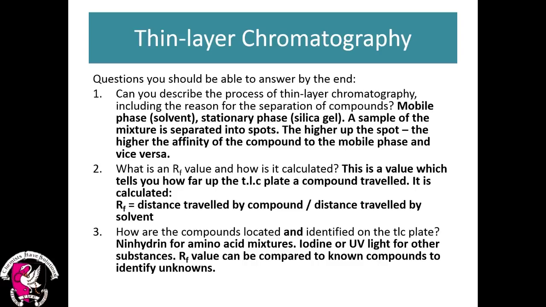How are the compounds located? Well, for amino acid mixtures, we use ninhydrin and then dry that and it will show up purple. And then for other things, we can use iodine or UV light. And then we can use that RF value to compare known compounds to identify the unknowns. So we can look at the RF value for our unknown and see if we can compare it to any known compounds to see if we can get any matches there.